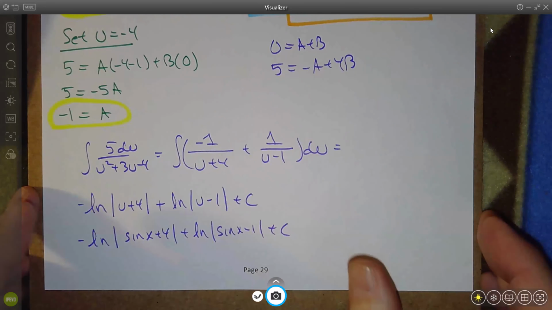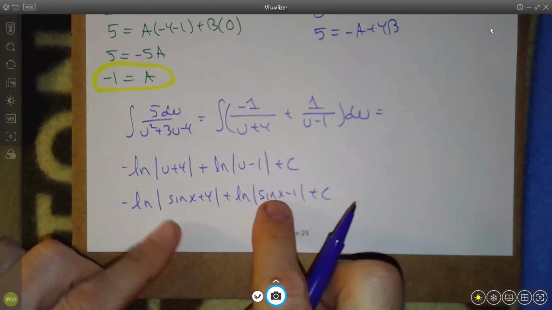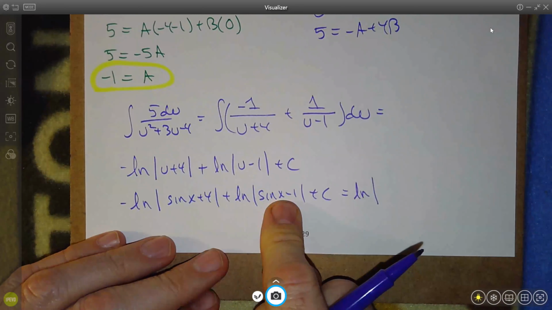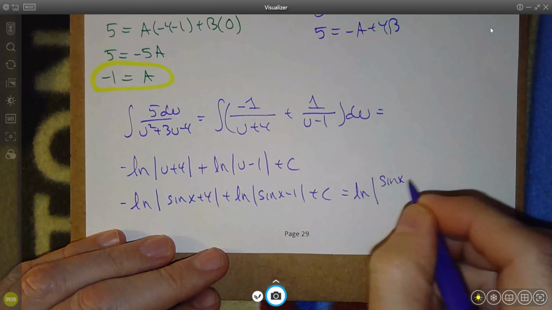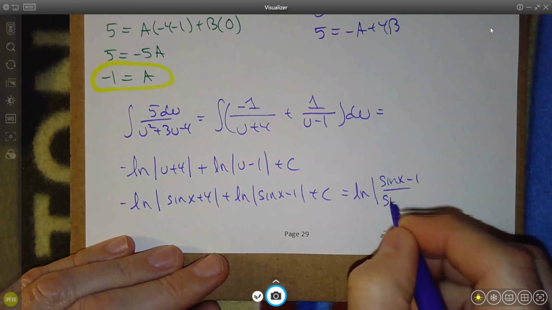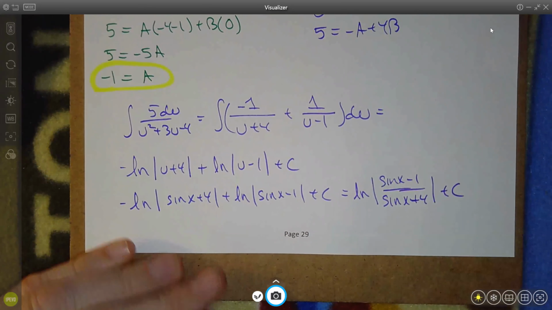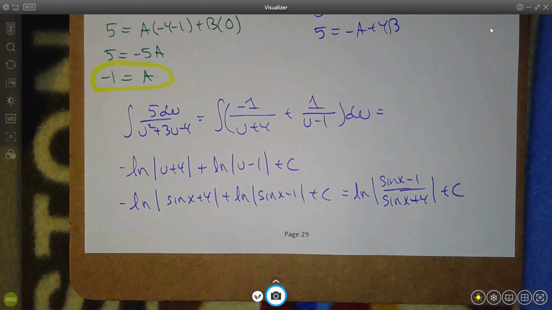And if you wanted to be really fancy about this, you could bring these two together like this, ln of sine of x minus 1 over sine of x plus 4. Okay, hopefully we're looking good at that one. Kind of another distinct linear factor term, as I mentioned. Cool.